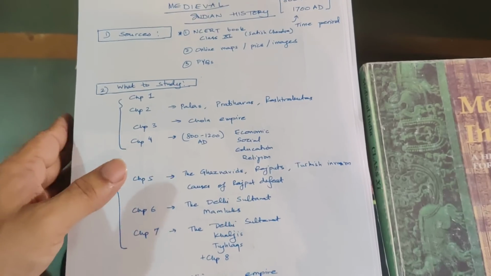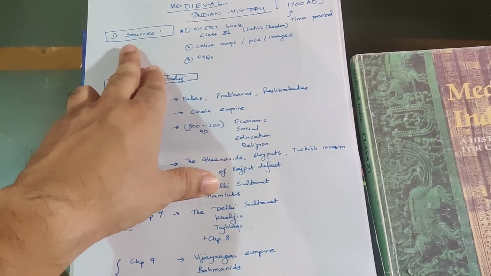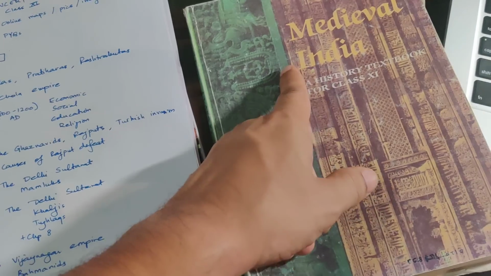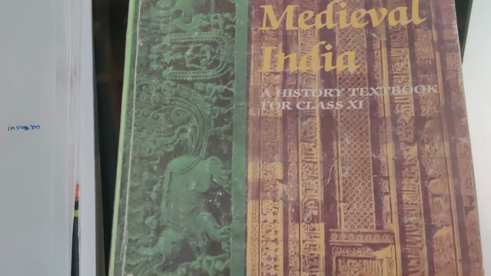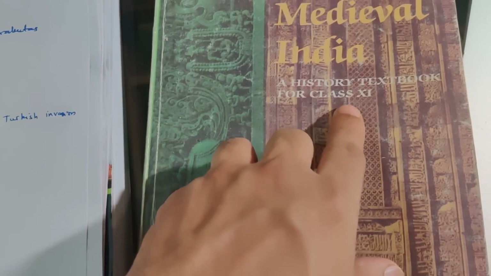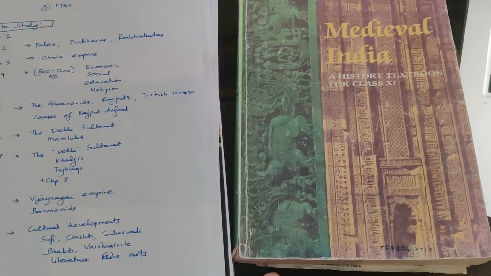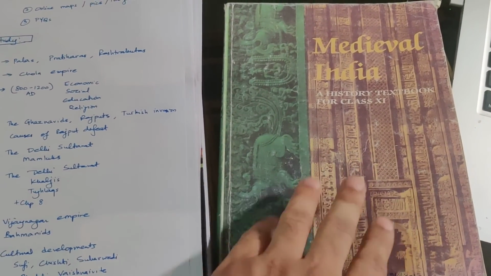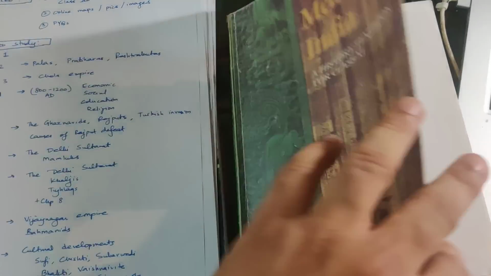All right, so first of all, what are the sources to study medieval Indian history? I only refer to one source for medieval Indian history, which was the Medieval India book by Satish Chandra. This is the NCERT book for class 11th. This is the old book and this is what it looks like. You can get this on Amazon easily, or you can get it in Old Rajendra Nagar or Mukherjee Nagar. I suggest you get this book.